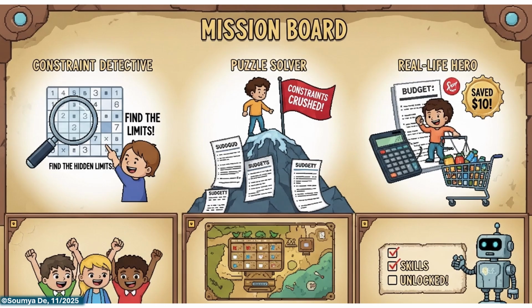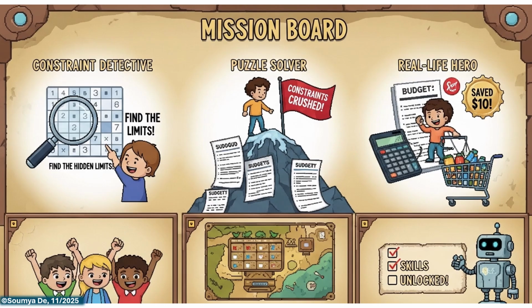By the end of this module, you will be able to: 1. Spot the hidden rules in games like Sudoku and explain why they matter. 2. Outsmart problems by working with constraints or rules, not against them. 3. Find constraints in real life. For example, like when your parents said, you can only pick 3 toys at the store, or homework before screen time. Think of it like leveling up in a video game. Each skill makes you a better problem solver.